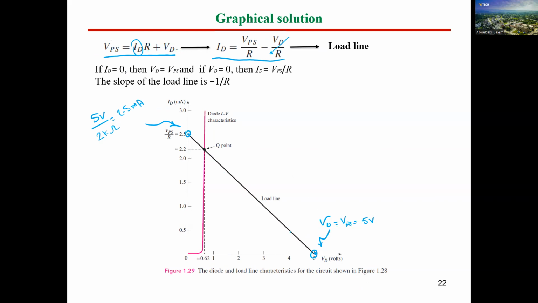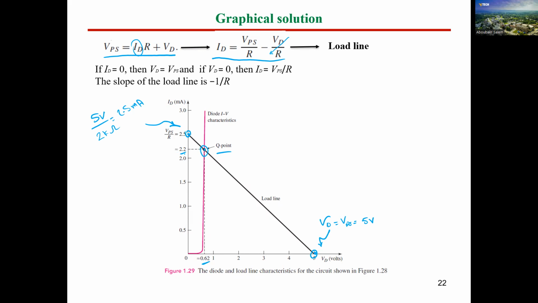Now we have 2 points on the straight line equation, so we can draw this straight line, and the intersection point here will be our operating point or Q point. Graphically, we can get the value of this point by reading the vertical and horizontal values. So you will get that VD equals 0.62 volts and ID equals 2.2 milliampere. So this is approximately the operating point. This is another technique to find the operating point.